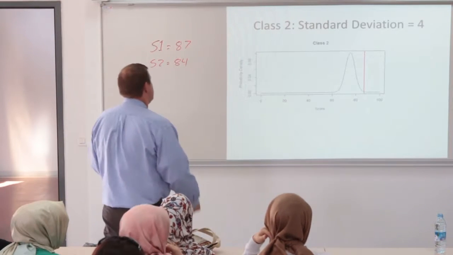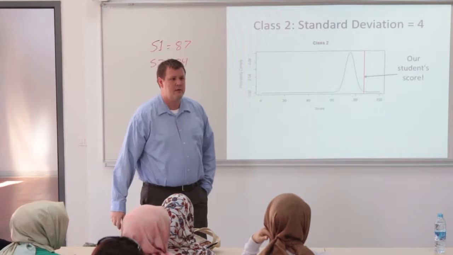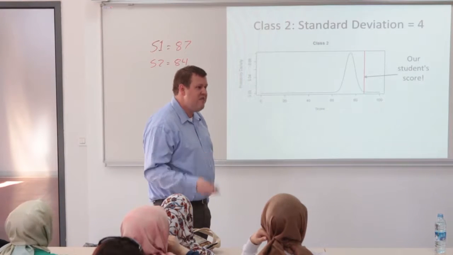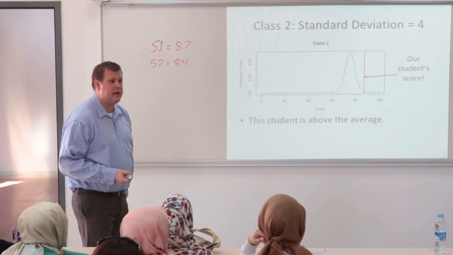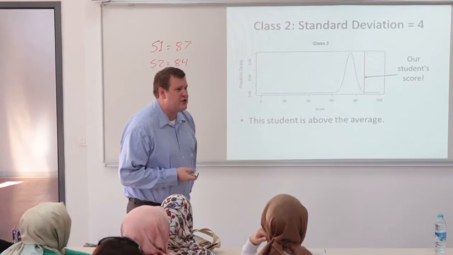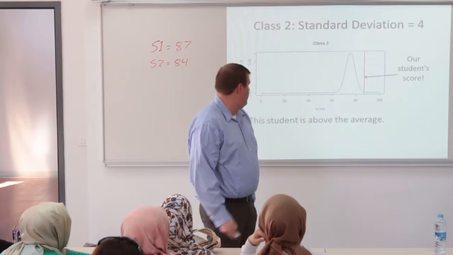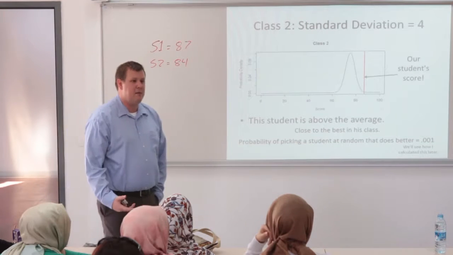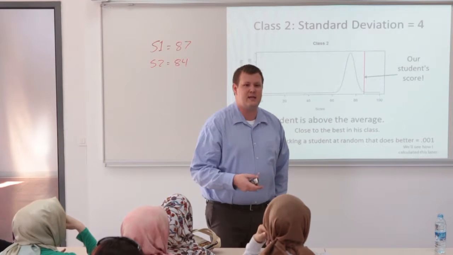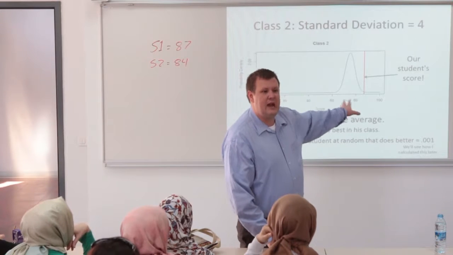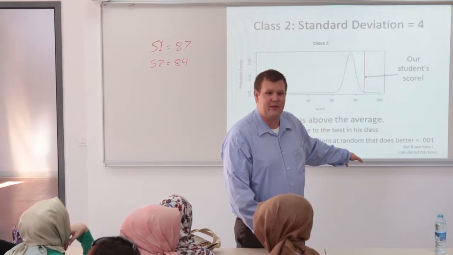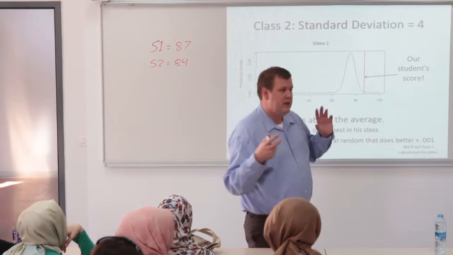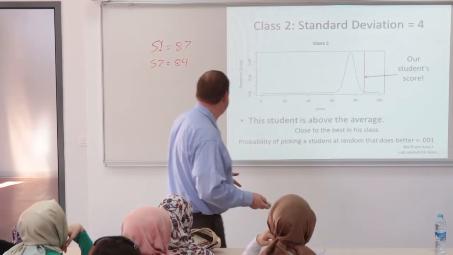Right? All right. So now how did this student do? This student did really, really well. Again, they're above average, above the mean. But there are very few students that did better than them. So if we took the probability of picking a student at random that would do better, the probability is almost 0.001. This means that he's in the 99.9th percentile, right? So only 0.1% of students are doing better. It means they're at like the top, he or she, right?